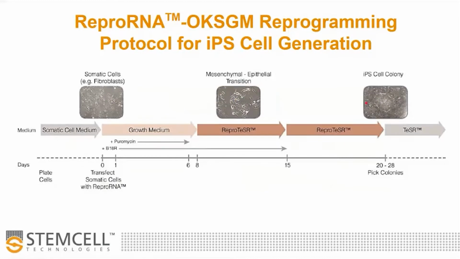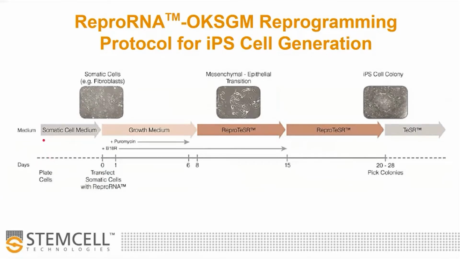So the workflow looks like this. You would start with low passage fibroblasts at the beginning of this protocol. What do I mean by low passage fibroblasts? We recommend anything from passage 1 up to passage 5. When you go above passage 5, you will start to lose a lot of the reprogramming efficiency. So low passage fibroblasts are very important.